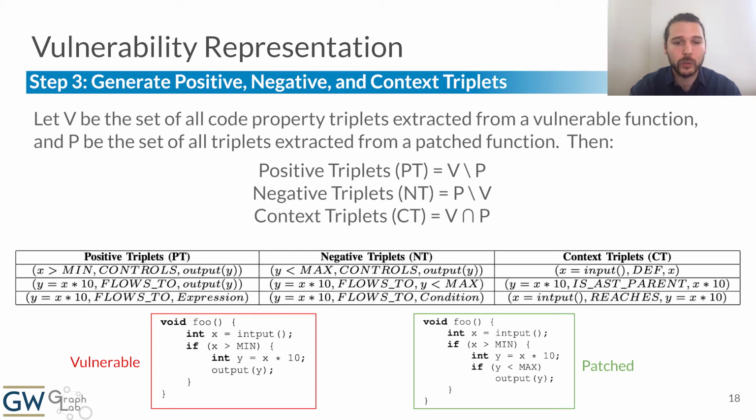Intuitively, these sets of triplets represent the key relationships found in the vulnerable code, the patched code, and the shared code for a particular vulnerability. The table shows example positive, negative, and context triplets for the vulnerable and patched functions on the bottom of the slide.